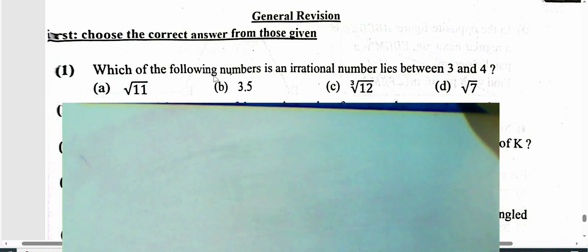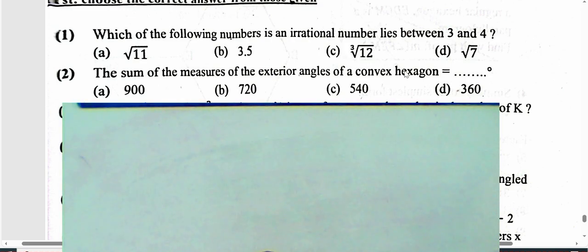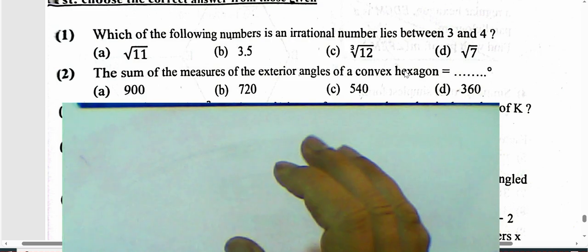Next example, number 2. The sum of the measures of the exterior angles of a convex hexagon equals? What is the meaning of hexagon? Hexagon is the polygon which has 6 sides. Then the sum of the measures of the exterior angles, it will be what? Who can tell me? 360. He asked about exterior, not interior.